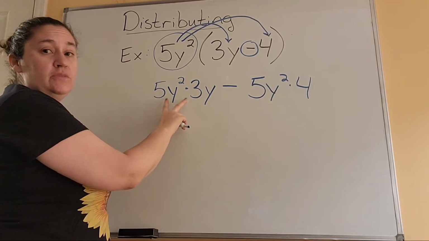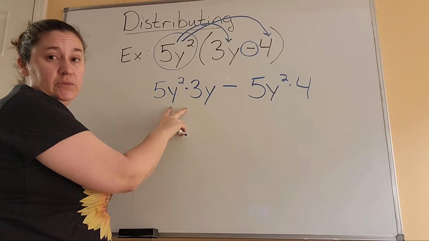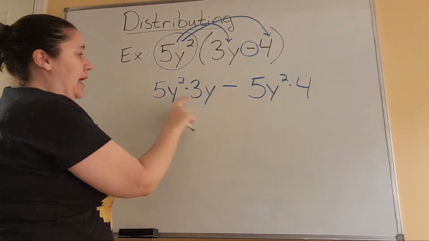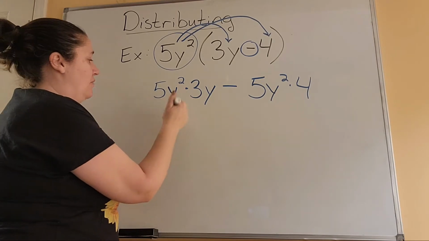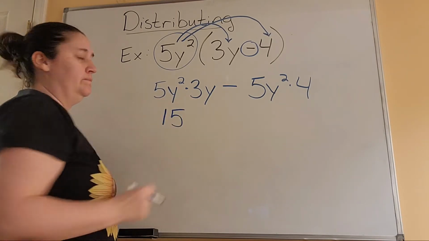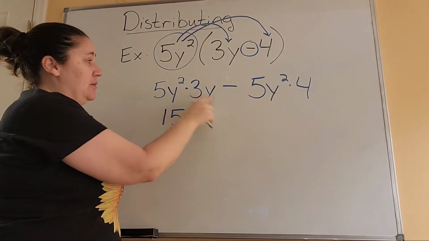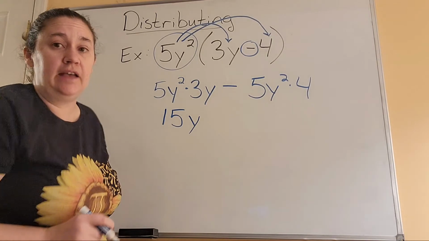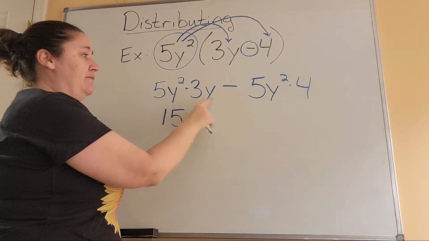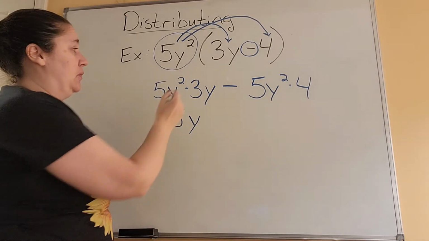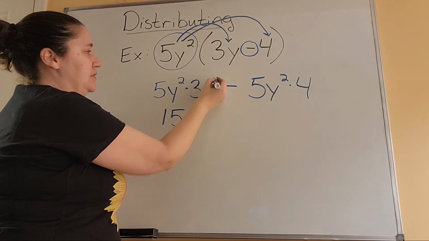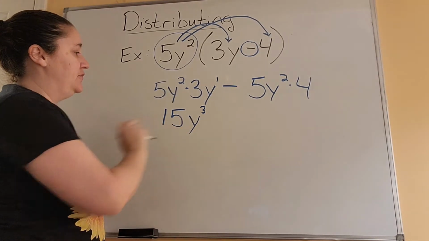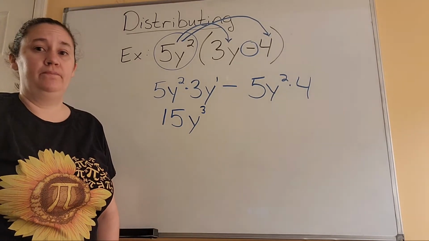5y squared times 3y. This is just like problems we've had the last 2 weeks with our rules of exponents. We multiply the numbers, the coefficients. 5 times 3 is 15. Then we multiply the variables. Write down the y and add the exponents. Remember, when you multiply variables, you add their exponents. 2 plus an invisible 1 is 3. So this first term is 15, y to the 3rd power.